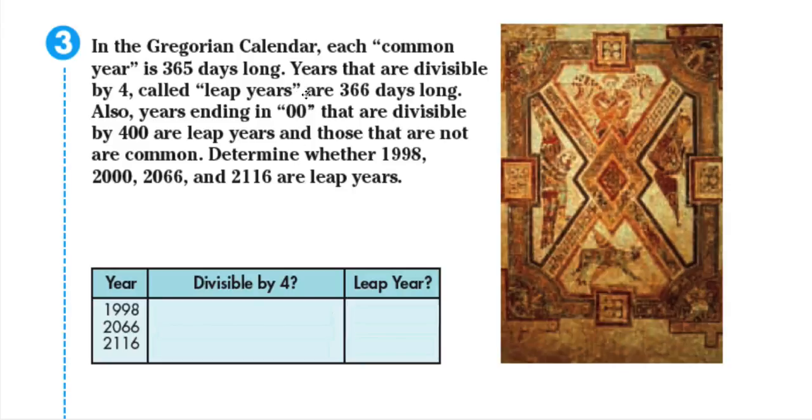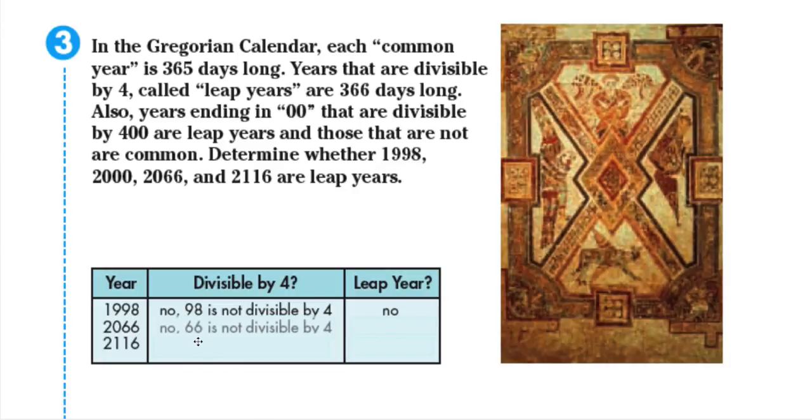Okay, let's read how they are leap years again. Years that are divisible by 4 are called leap years, 366 days long. Also, years ending in 00 that are divisible by 400 are leap years, and those that are not are common. Okay, so let's find out if 1998, 2000, 2066, and 2116 are leap years. 1998, is it divisible by 4? Let's take a look at the last two numbers. 98 is not divisible by 4, so therefore is it a leap year? The answer obviously is no.